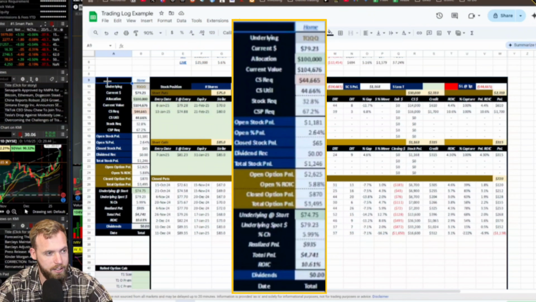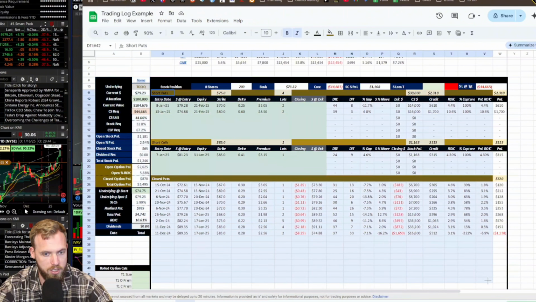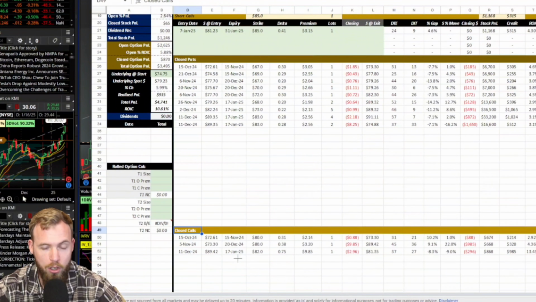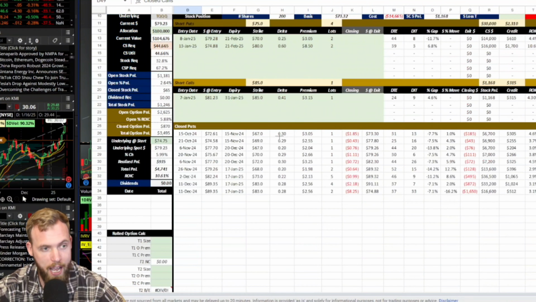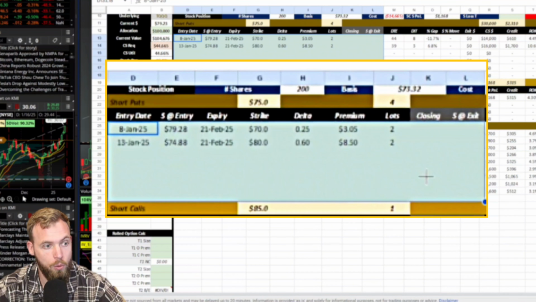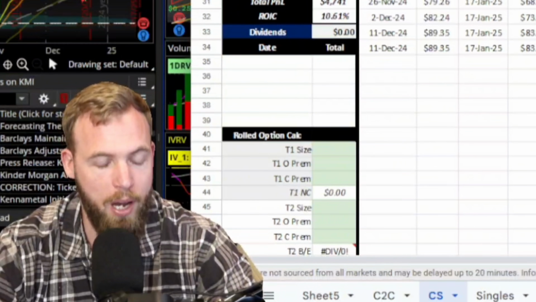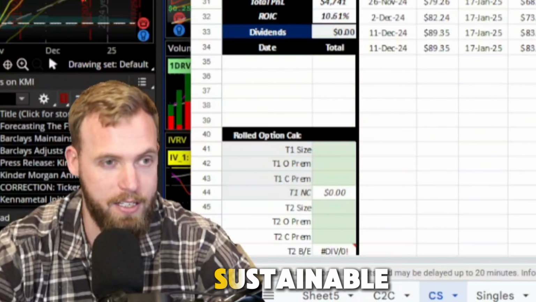I summarize things on the left-hand side for the total position, and then I track all of the individual stuff here in the center. I split short puts, short calls that are open, and then I have sections to track the closed versions of those trades. Then you might ask, well, why don't I just put the closed up here below this section? Well, it's because I tend to trade more puts than calls. So then this would push the call section down too far over time so that I have to scroll a lot. Again, even though I prefer manual inputs, I have to be thoughtful about what I'm doing and how I input things so that it's sustainable.